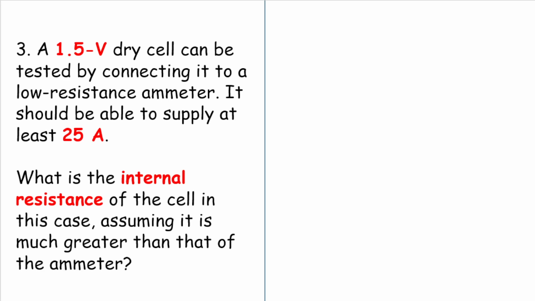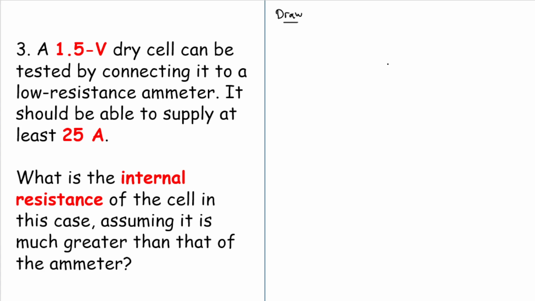So the question is: a 1.5 volt dry cell can be tested by connecting it into a low resistance ammeter. It should be able to supply at least 25 ampere. What is the internal resistance of the cell in this case, assuming it is much greater than that of the ammeter? Okay, let's draw the situation first, the circuit here.